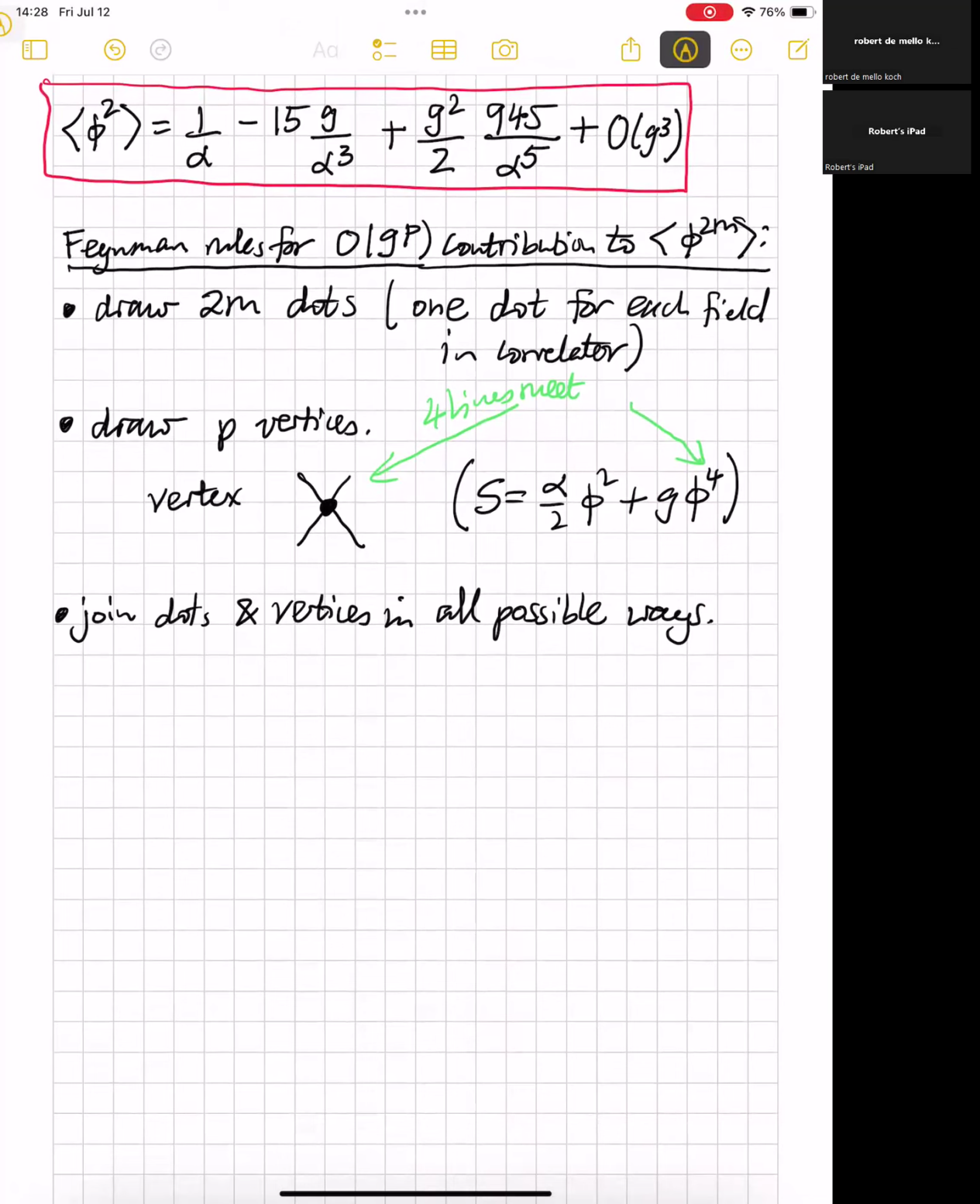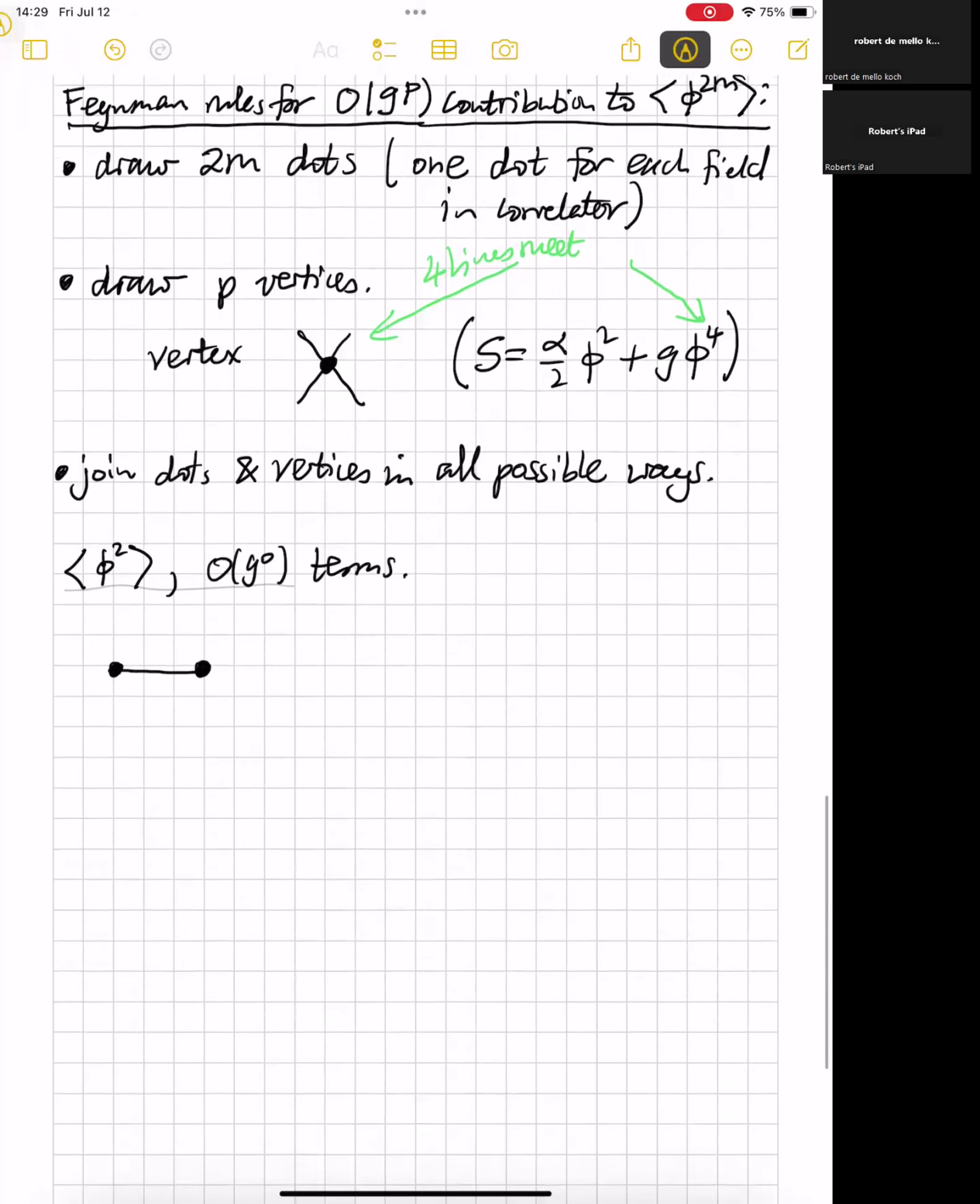So let's start off, let's look at phi squared, and let's look at the order g to the naught terms. Well, in this case, we're talking about m is equal to 1. So we need to draw 2 dots, and we need no vertices, okay? And we need to join those 2 dots in all possible ways. Well, there's only one way to join the 2 dots, and that's what it is. So that was the order phi squared. This was the order g to the naught contribution to phi squared.